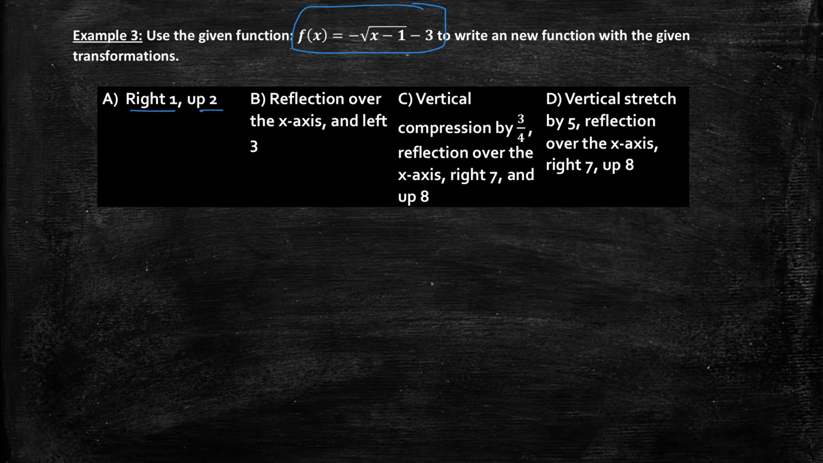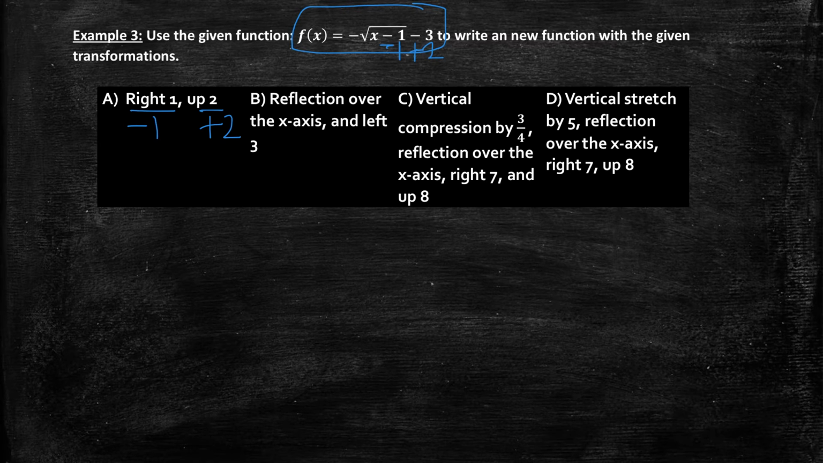Now, when we move it to the right 1, we're going to have to take what's inside the radical and subtract 1, because remember, it does the opposite. And then we're going to have to add 2 to make it go up. We're going to add 2 to the k. So that means we're going to subtract 1 here, and we're going to add 2 here.